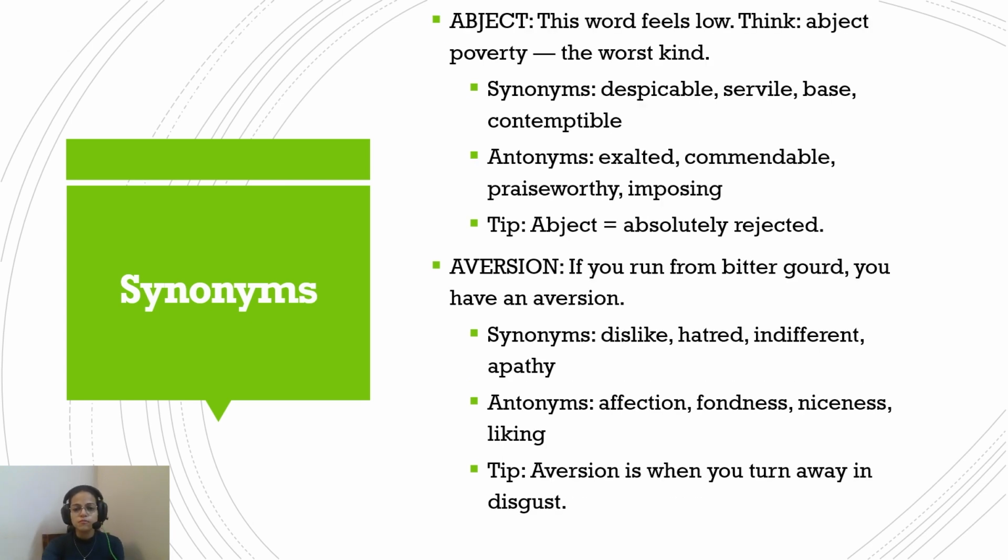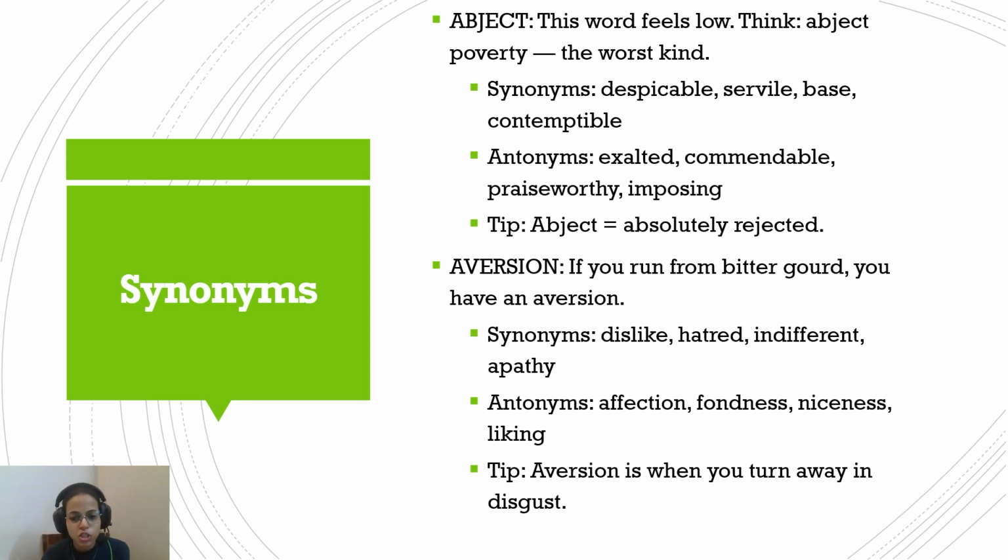Abject, the word is, I mean, in my life, if I have used this word, 99% of the times it is used with the word poverty. So you can remember abject with poverty. So it's the worst kind. So abject means the worst kind. So despicable, servile, base, contemptible, these are the words that are synonymous to the word abject. So the antonym would be exalted, commendable, praiseworthy, imposing. So abject, you can remember reject. So something that is absolutely rejected. That's the worst kind. So abject poverty, the worst kind of poverty.